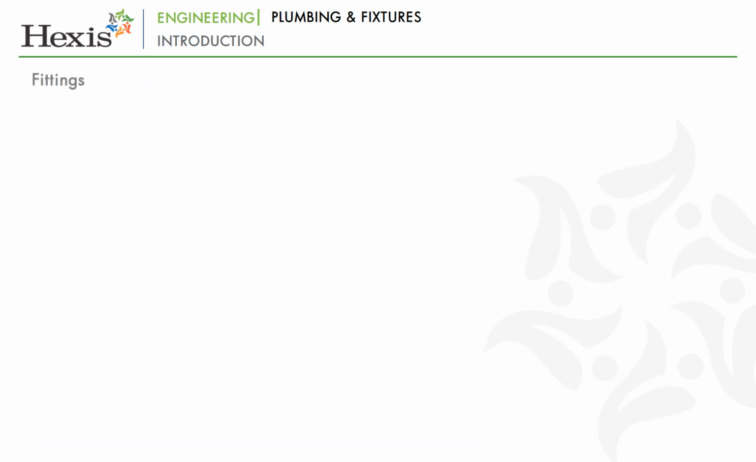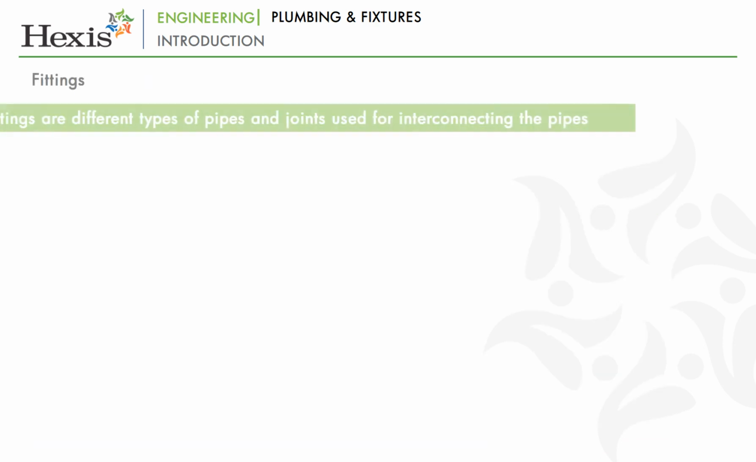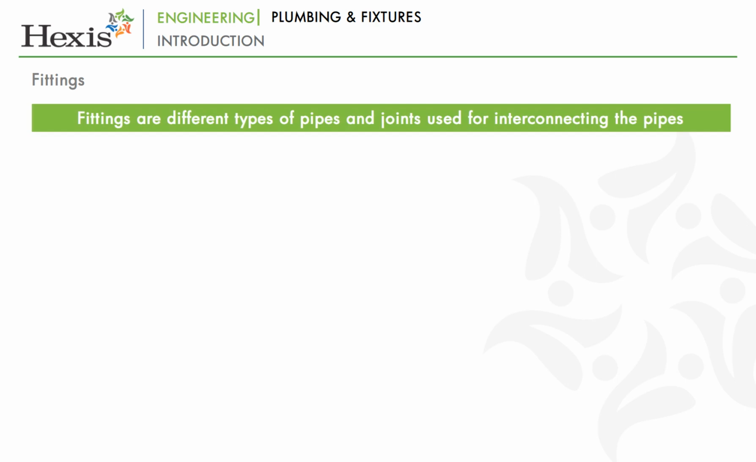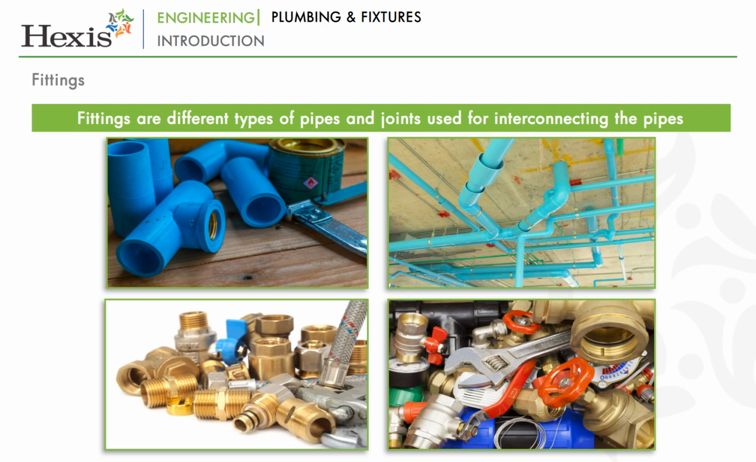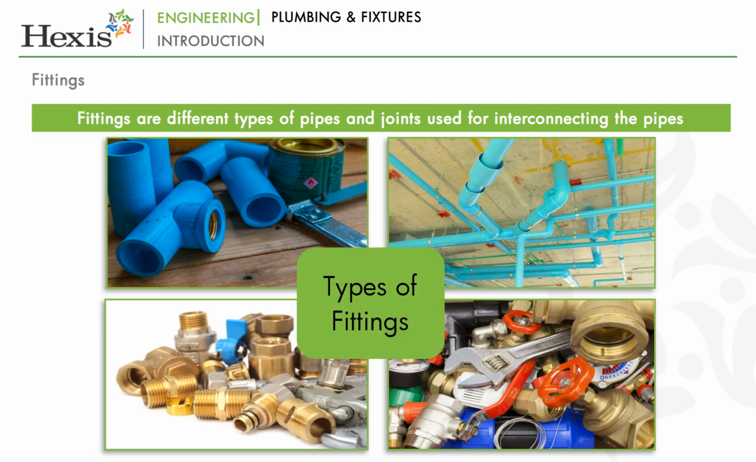Next, let us take a look at fittings. Fittings are different types of pipes and joints used for interconnecting the pipes. In these images, you will see different types of fittings. We will study them in detail later.